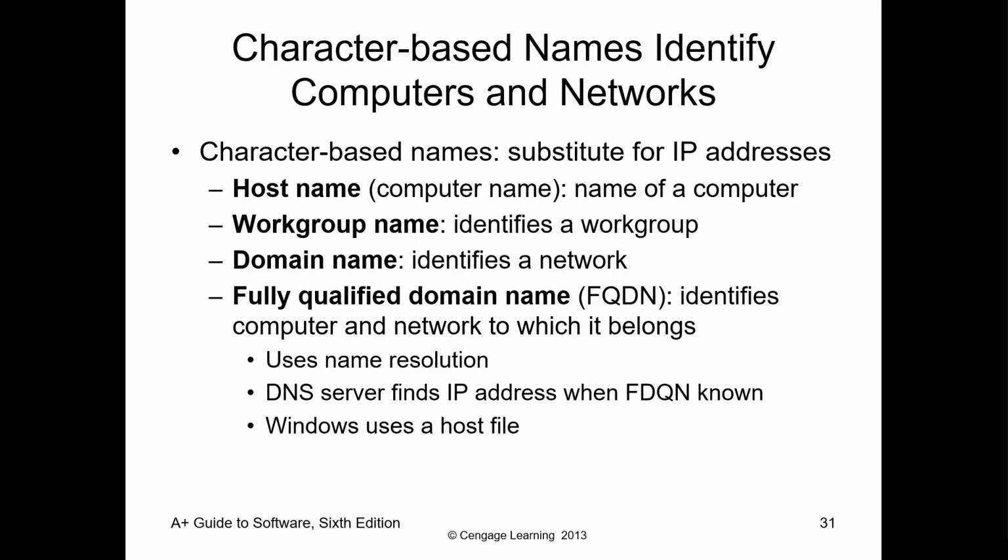So character-based names identify computers and networks. We could have character-based names which will substitute for an IP address locally. And that will be things like a host name, a workgroup name, a domain name, or a fully qualified domain name, which will identify the computer and the network it belongs to. Normally it uses a name resolution like DNS, Domain Name Services, so that we can find the IP address that will match the fully qualified domain name. And that will be something like computername.domainname.